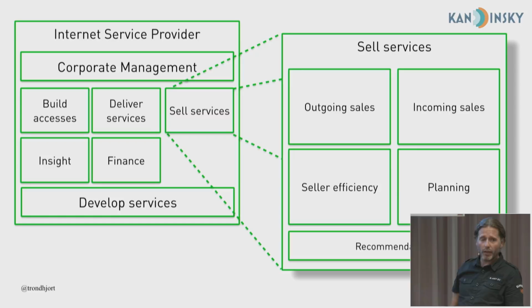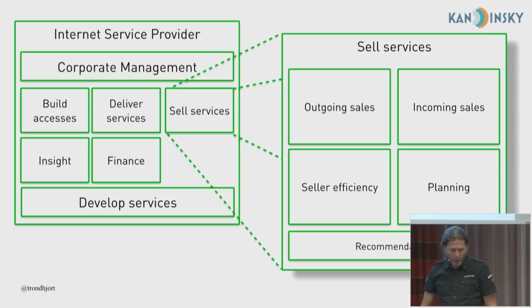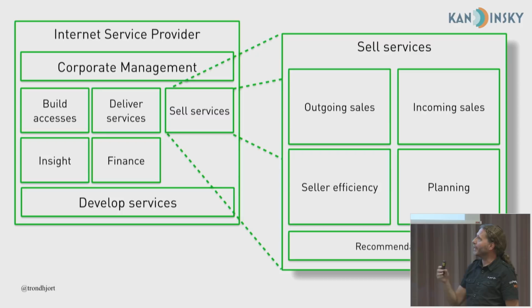And you've got sales coming down, your ongoing, incoming sales. You've got seller efficiency, planning, and recommendations. Also here, I tried to use a recommendation that I think was in one of the Microsoft papers, where they said to try to write the names in a noun-verb combination, like build access. So it's not called access, it's called build access, because then you give it some action. Deliver services, and that's a good heuristic, if you like.